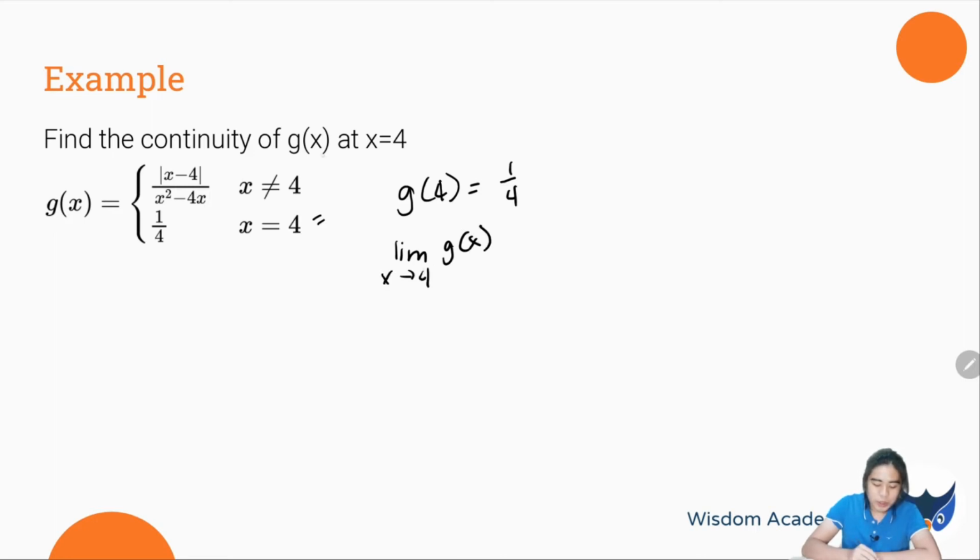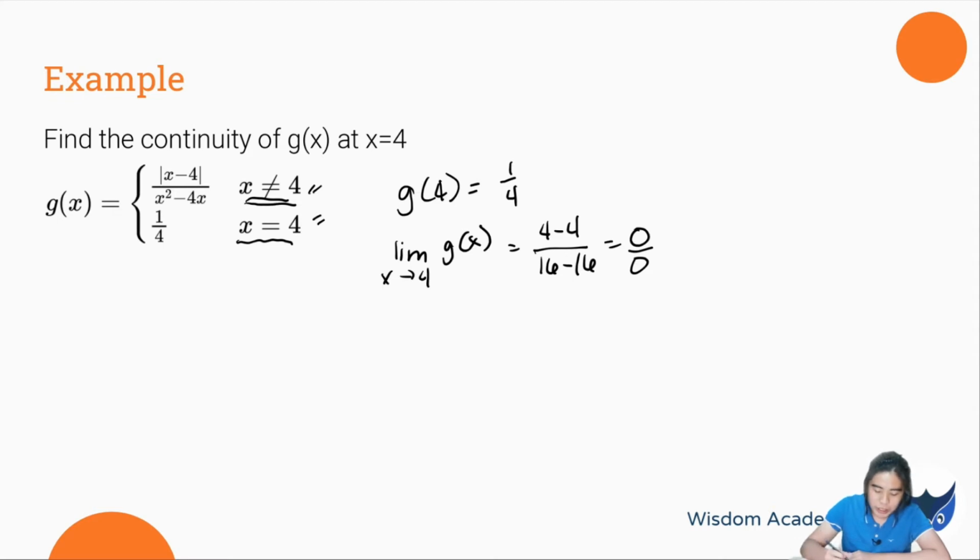Okay, so paano naman yung limit ng g of x as x approaches 4? If we use direct substitution, since ito yung gagamitin natin, since ito, 4x equals to 4 lang to. So, the rest of the function, ito yung gagamitin natin. We will use direct substitution dito. Makukuha natin is 4 minus 4 over 16 minus 16, which is equal to 0 over 0. So, indeterminate form uli siya.